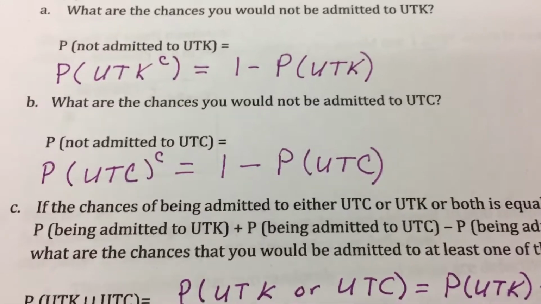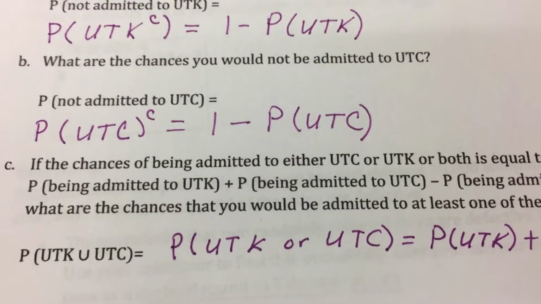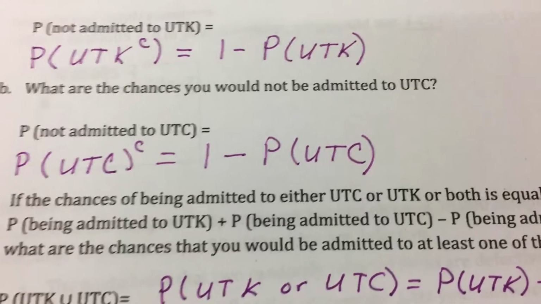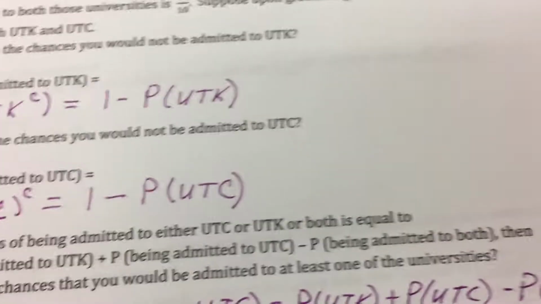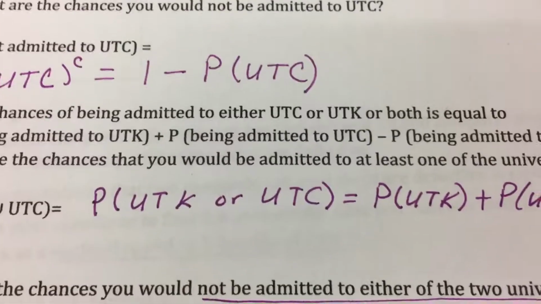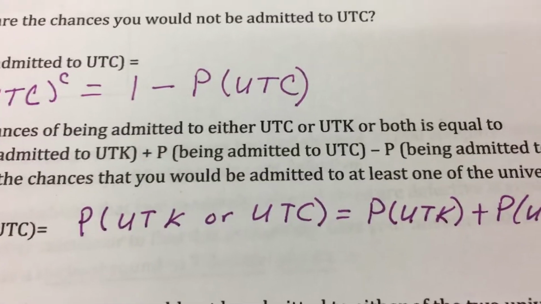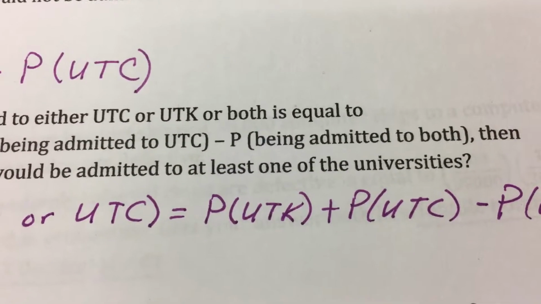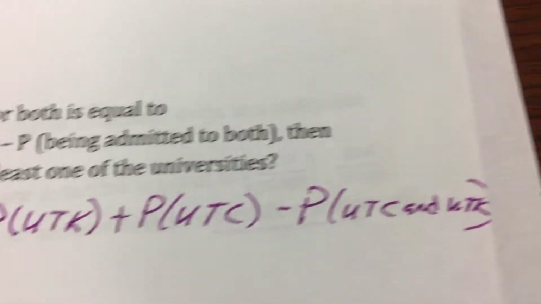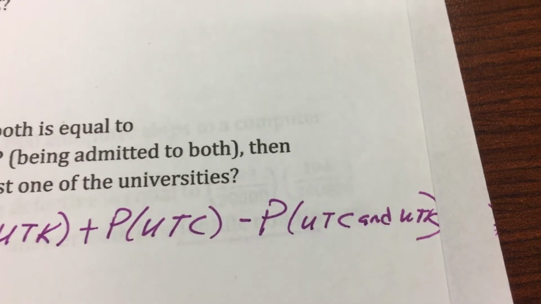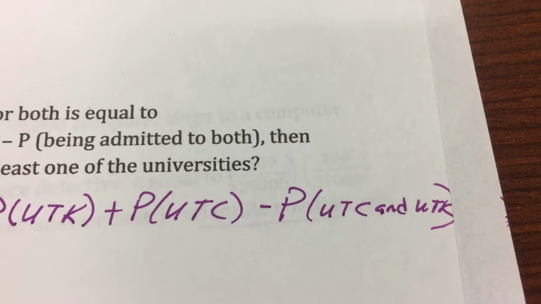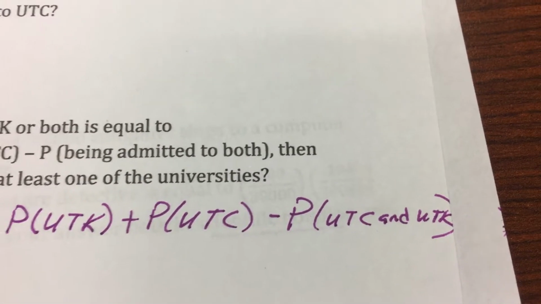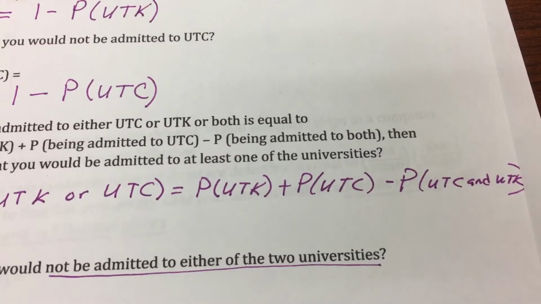And then part C is going to be the one that deals with the addition property, the OR. If the chances of being admitted to either UTC or UTK or both is equal to, here's the formula, the probability of UTK or UTC. It's the probability of UTK plus UTC minus the probability of UTK and UTC. I kind of wrote those backwards. So you're just placing your fractions in each part of this, and be sure to take off where they were accepted in both, because that's already been counted. And then you'll use your calculator.